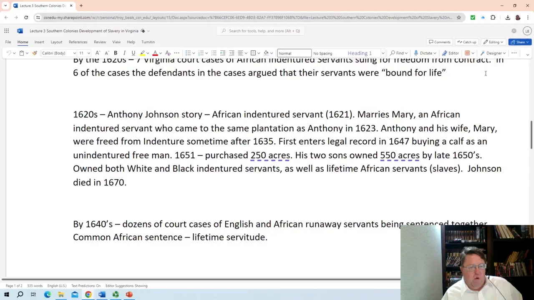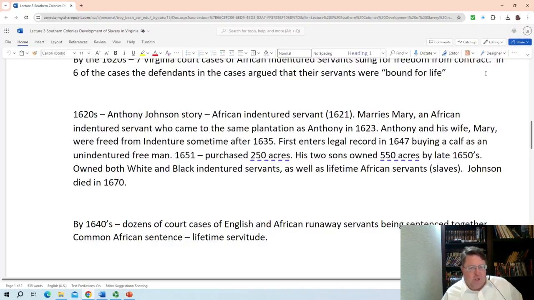And so you see this plantation. Anthony and Mary, they're African, from Africa, and they're indentured servants. We believe they were, based on the historical evidence, meaning the primary documents, freed around 1635.